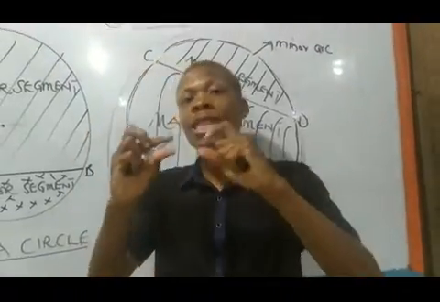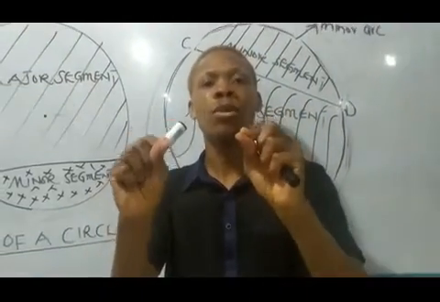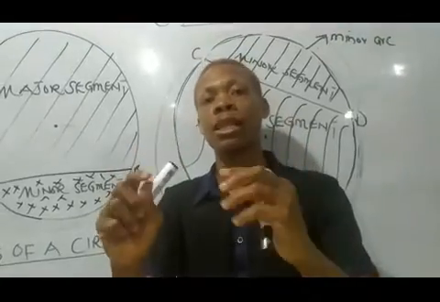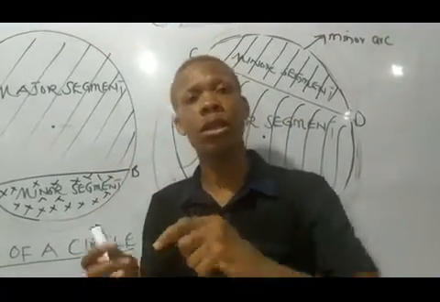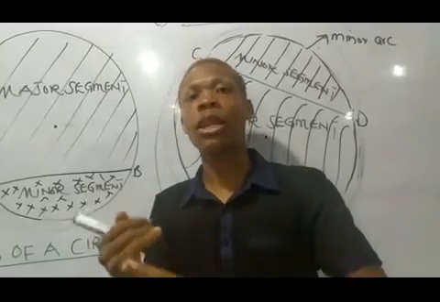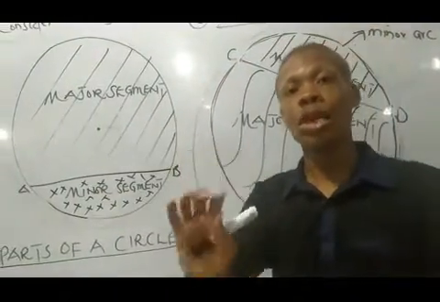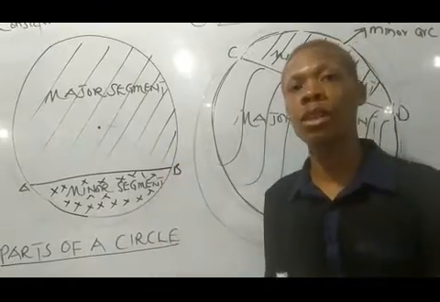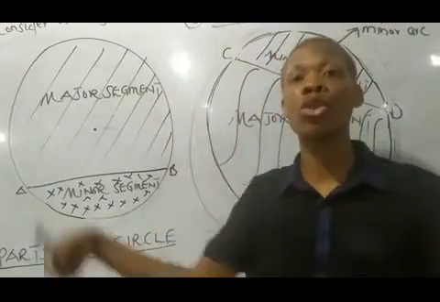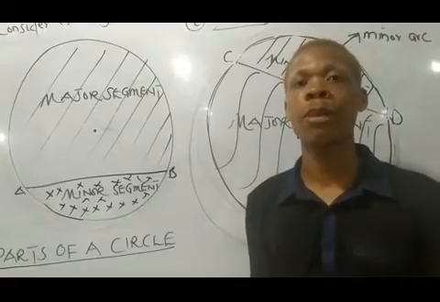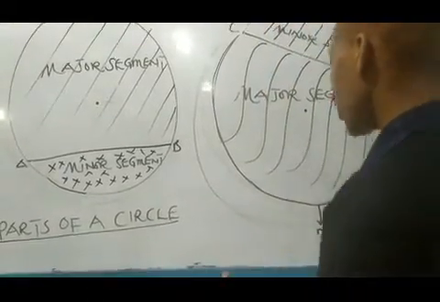So anytime you have a chord in a circle, always put it at the back of your head that you will always have two things associated with a chord. One, the chord is going to divide the circle into segments for you. Two, it is going to cut the circumference into two so that you can have a minor arc and a major arc. So on that note, let's define an arc.